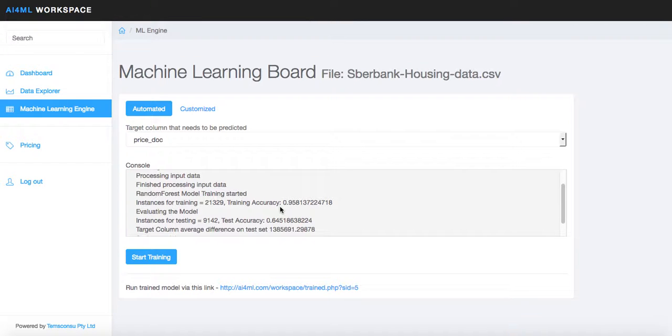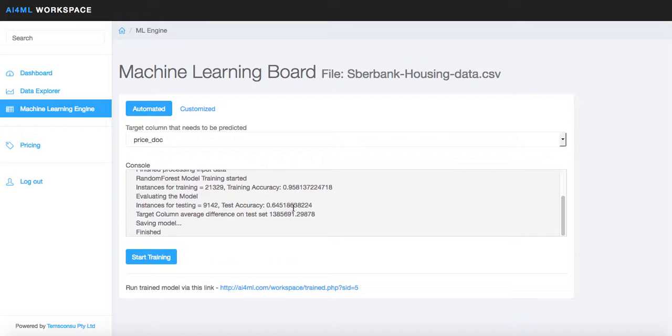Here we go. So it finished training the model. It took 21,000 instances for training and 9,000 instances for testing, and target average difference on test set is 1,385,000, which is actually a good result if you're taking into account that usually the housing price varies from 3 million to 20 million on average.